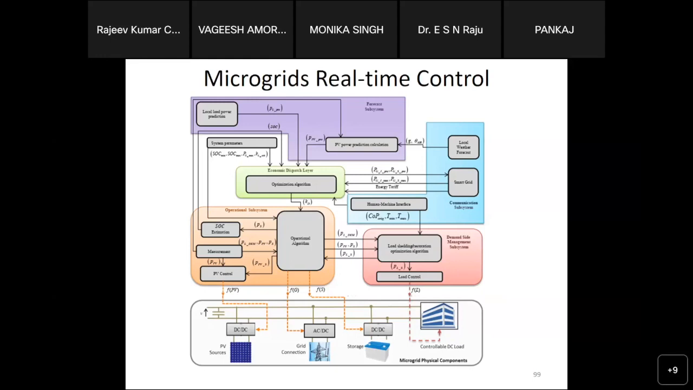In the operation subsystem, we give the constants obtained from the optimization algorithm. After the operation subsystem, we give the power generated by the PV, the power import and export for the grid connection, and the charging power for the batteries, whether they should go for charging or discharging. We also have the load: when the loads are going to be on and when they are going to be shut off. Likewise, we will have all the coordination.